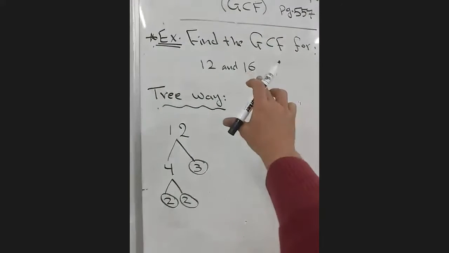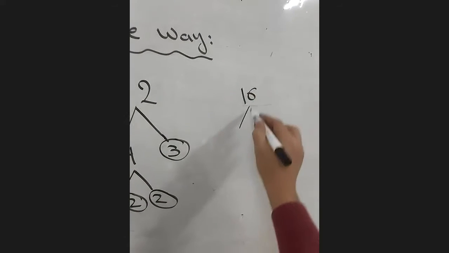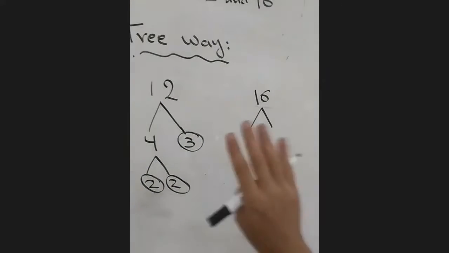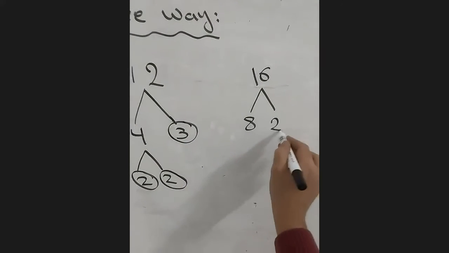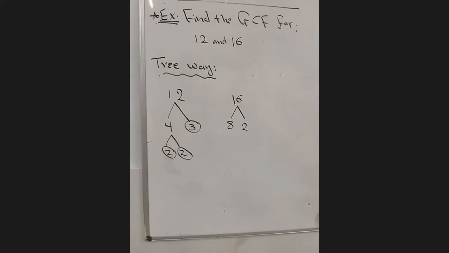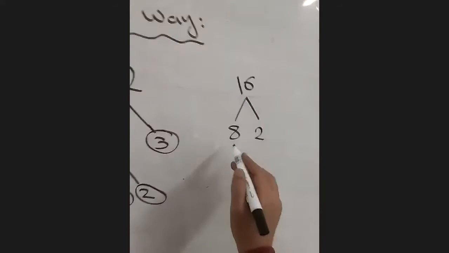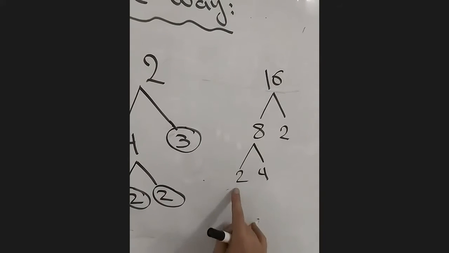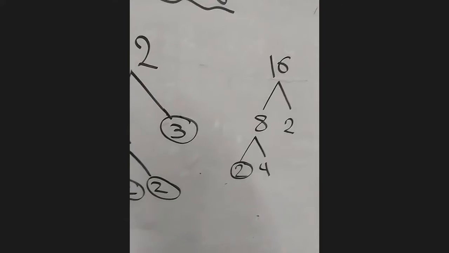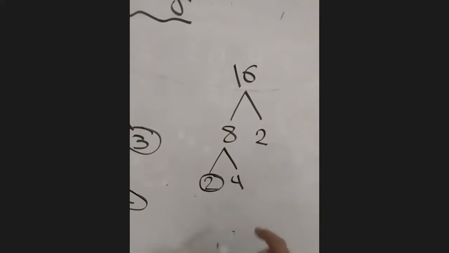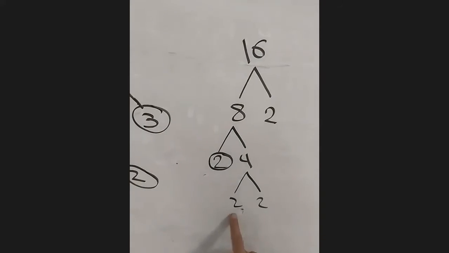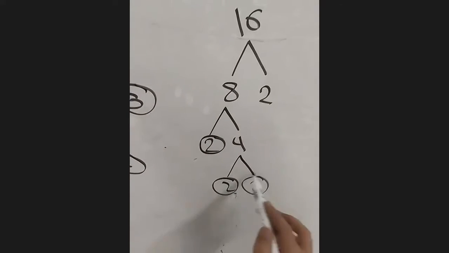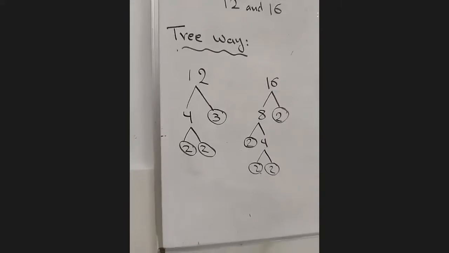Now let's do the same thing for the 16. Two numbers, if you multiply them, you get 16, except one. It is 8 with 2 or 4 by 4, right? You can choose whatever. Now the 8 is 2 by 4. The 2, you cannot do more. It's only 2 by 1, so circle it. The 4 is 2 by 2. Do it more. These 2s, 2 by 1, 2 by 1. Circle them. I cannot do more. And this 2 also, 2 by 1.